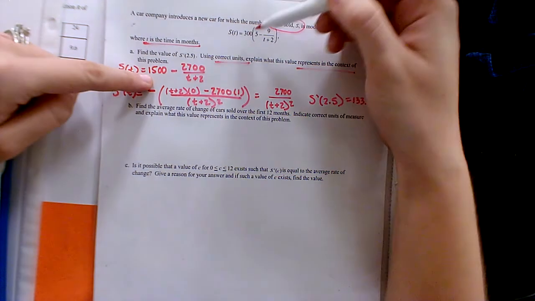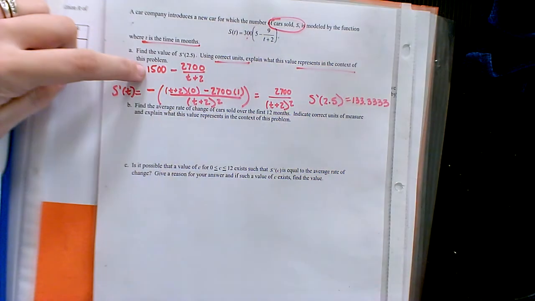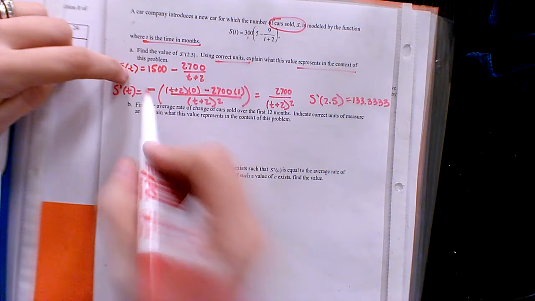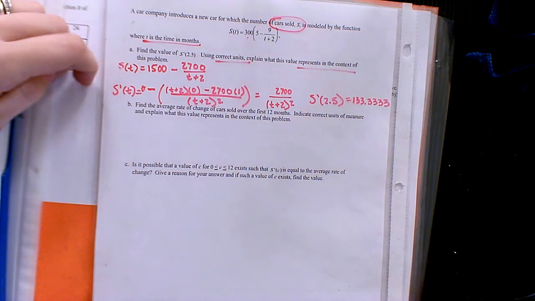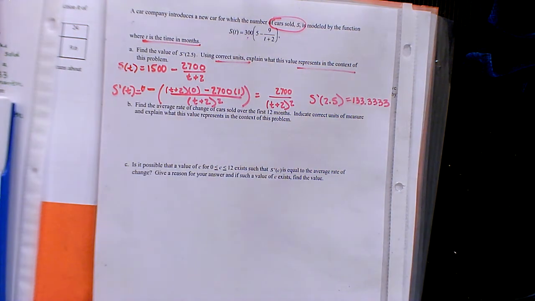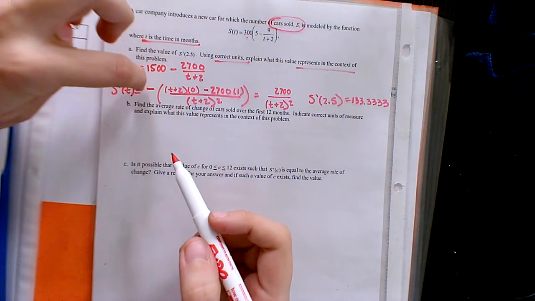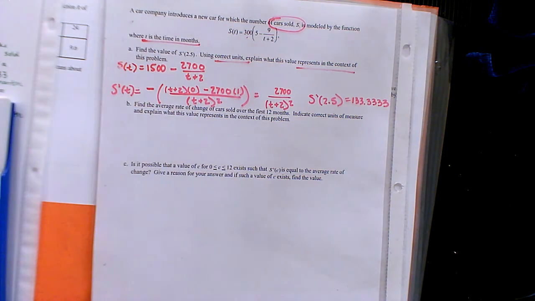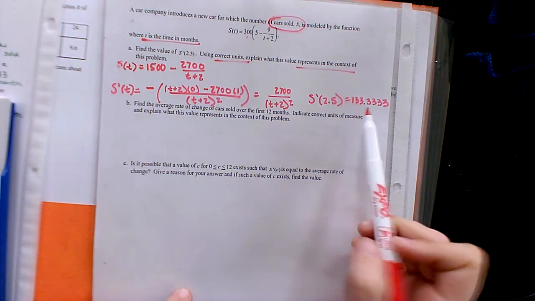Where did this come from? We took the derivative of it. Derivative of a number is 0. Is that better? Okay.